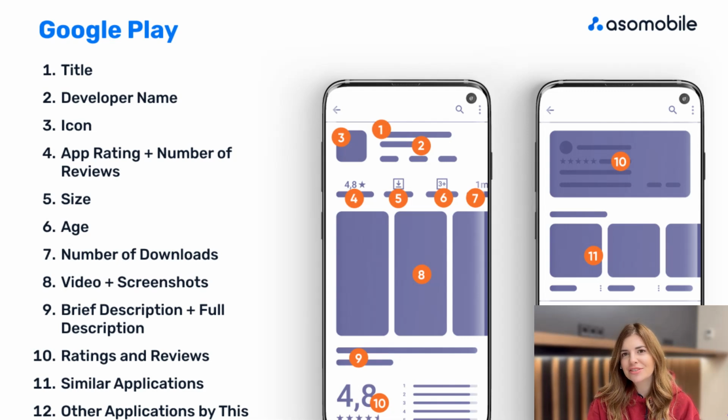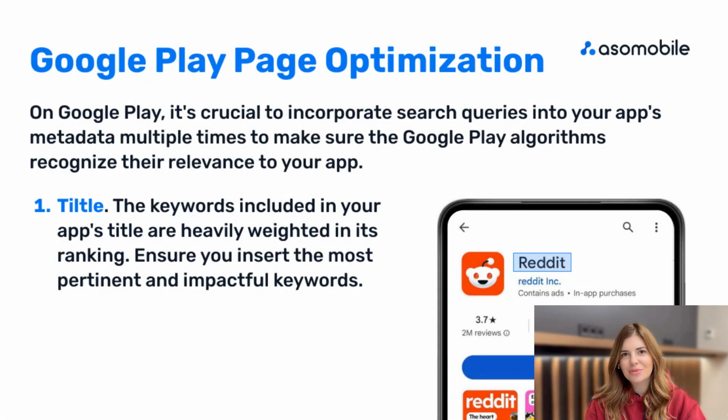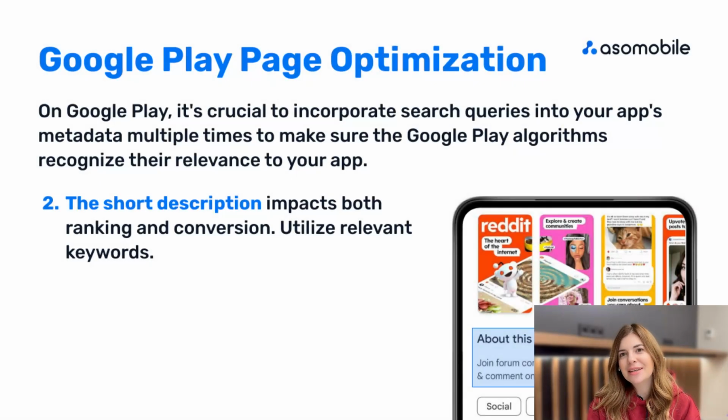Additionally, it's crucial to use keywords multiple times in Google Play to show they're relevant to your app and should appear in searches. The most important place to use keywords is in the title, which is limited to 30 characters. That's why we choose the best keywords that describe our app the most, as this title shows up everywhere, including in search results.